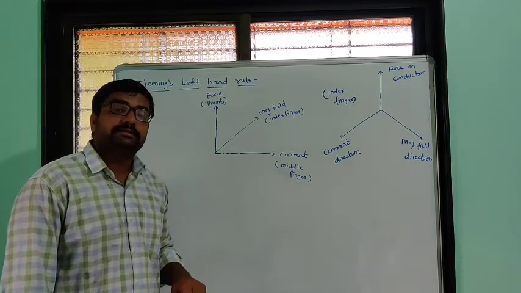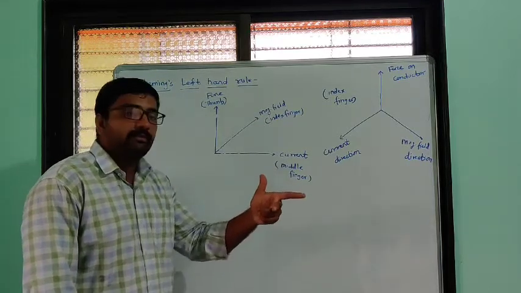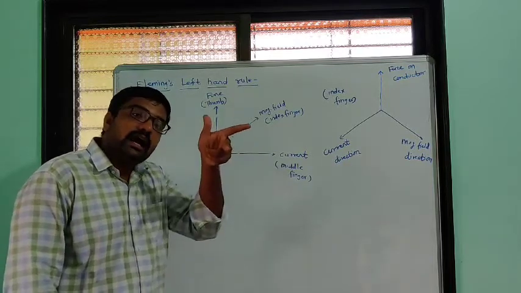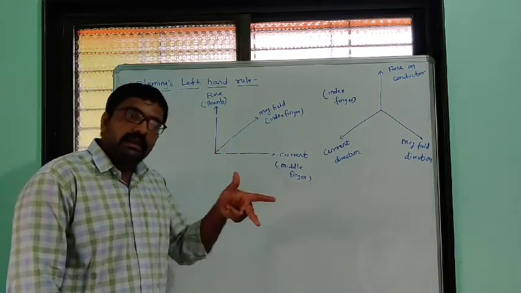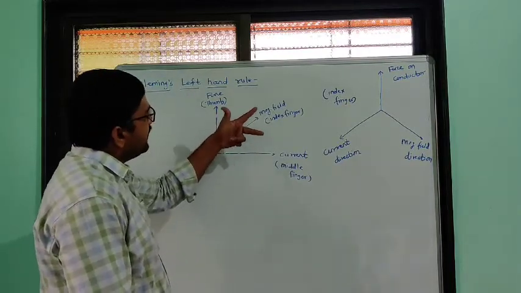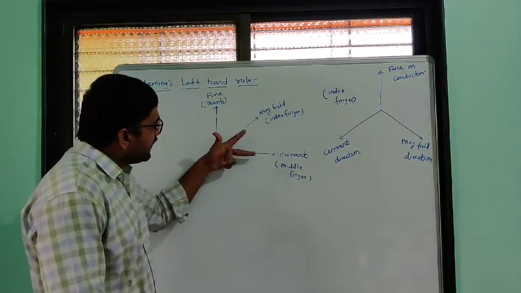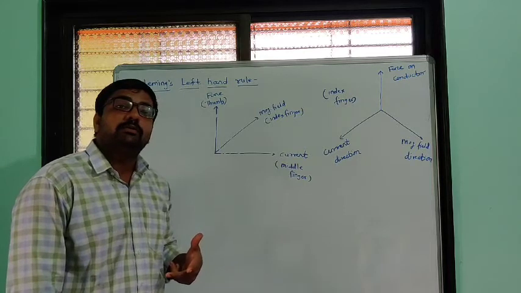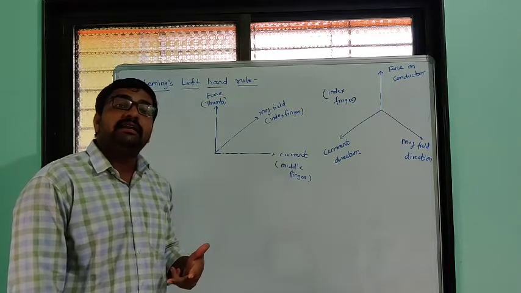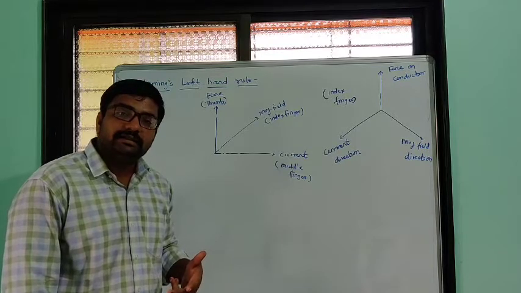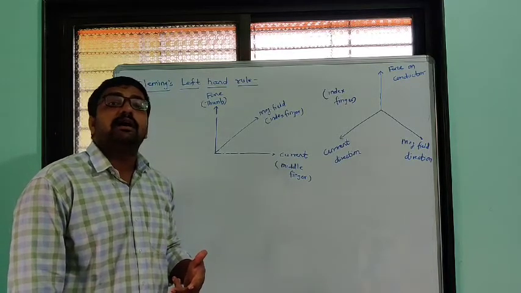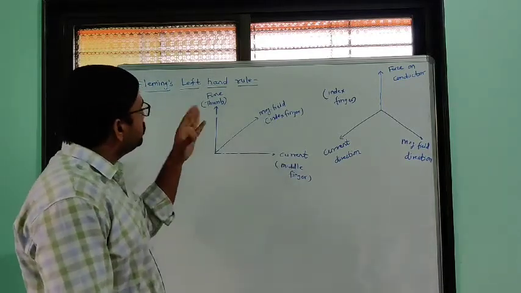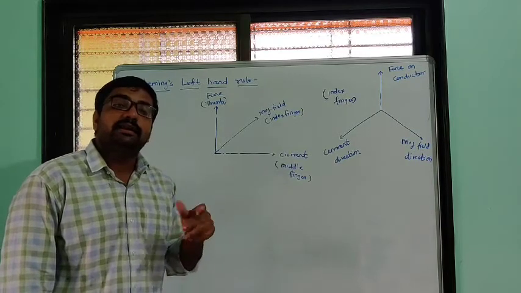Okay, and that rule tells us that if we stretch three fingers of the left hand, that is the thumb, index finger and middle finger, in such a way that all three are mutually perpendicular to each other, and we place our index finger in the direction of magnetic field and middle finger in the direction of electric current, then our thumb denotes the direction of the force which acts on an electric conductor when we place it in a magnetic field and current passes through it. So the statement of this Fleming's rule we also have to remember. It is related to the left hand.